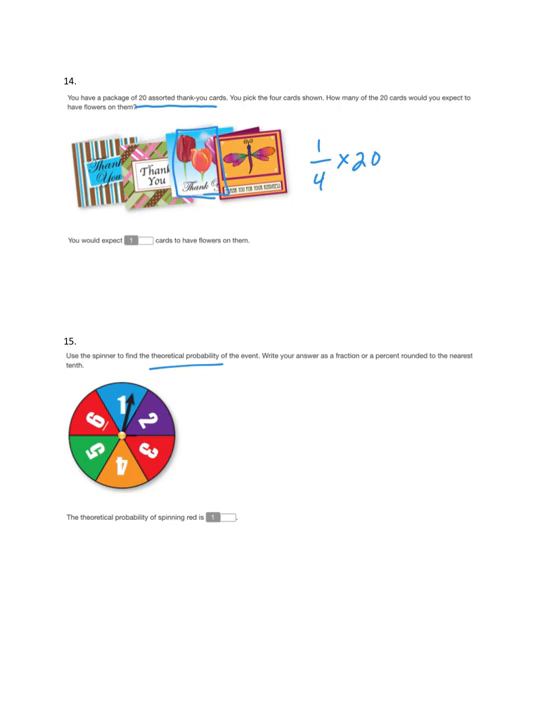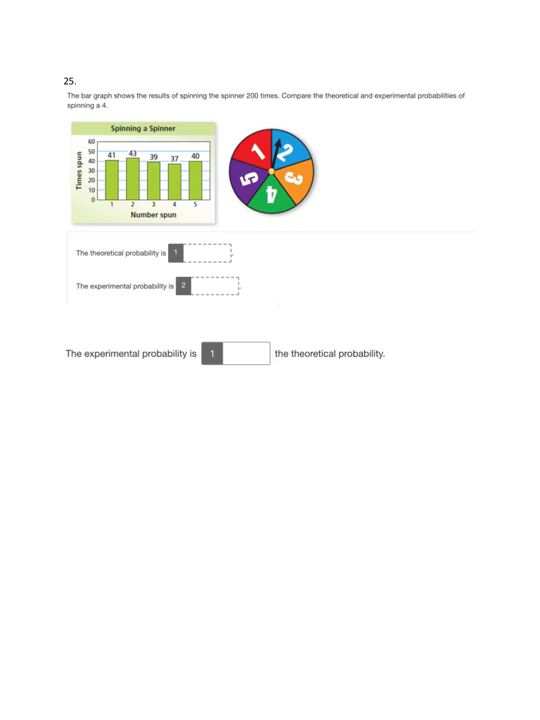So the probability of choosing red, there's 2 reds out of 6. So that's 2 out of 6. We can simplify that to 1/3. The theoretical probability of spinning red is 1/3. We could also write it as 33.3%.